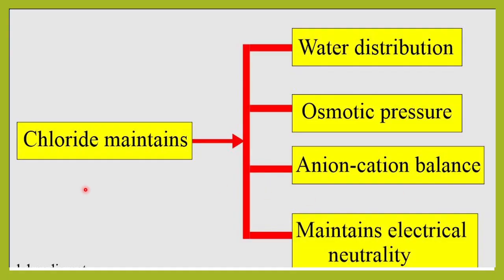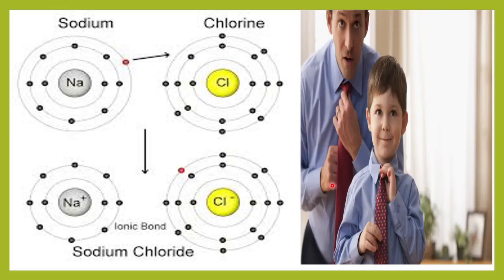Chloride, as I've told you, maintains the water distribution in the body. It is helpful in the osmotic pressure. It maintains the electrical neutrality, and also helps in the anion cation balance. Remember, sodium always follows chloride, like father like son. Whenever there is a movement of sodium, the chloride will follow it. Similarly, the conditions which cause hypo and hypernatremia would be similar to those causing hypo and hyperchloremia.